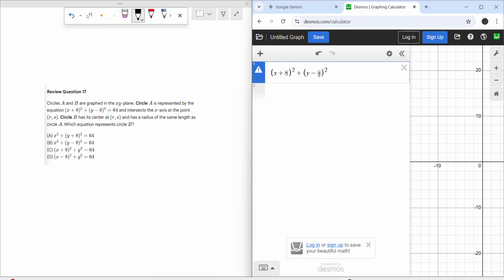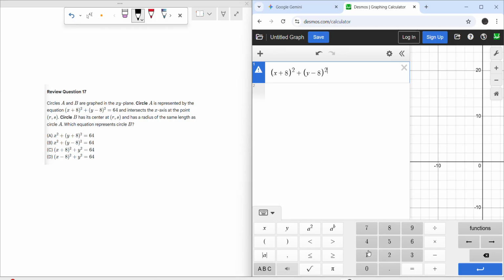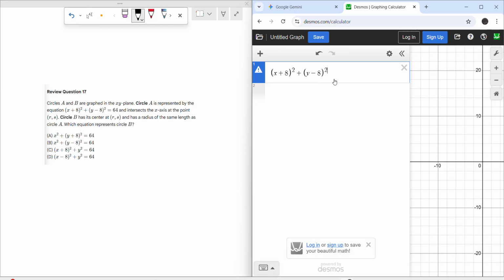And the pro tip here is don't use this thing to write, just use the keyboard of your laptop. It equals 64. Fine. It intersects the x-axis at point R, or A. This is R and this is A.